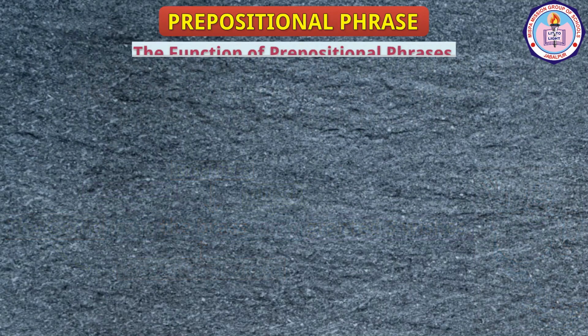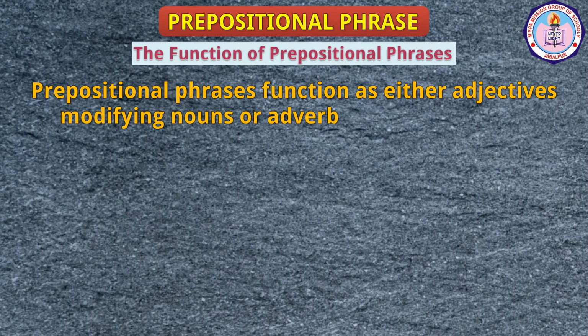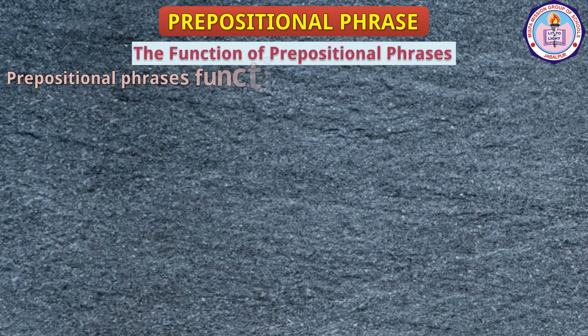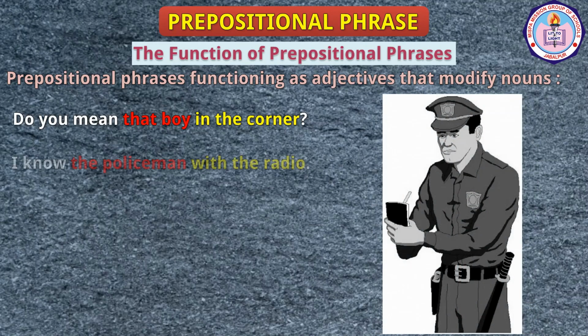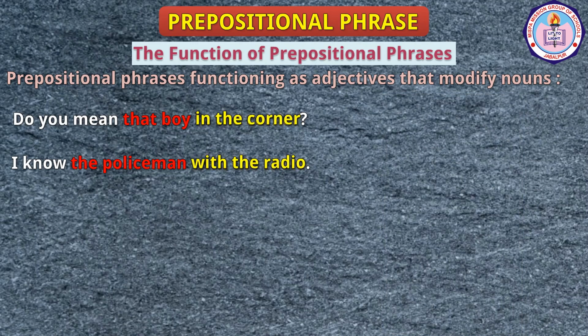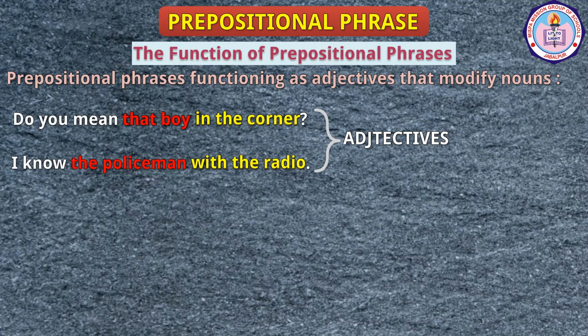The function of prepositional phrases. Prepositional phrases function as either adjectives modifying nouns or adverbs modifying verbs. Prepositional phrases functioning as adjectives that modify nouns. Do you mean that boy in the corner? I know the policeman with the radio. In these sentences, the prepositional phrases are functioning as adjectives. They are modifying the nouns that boy and the policeman.